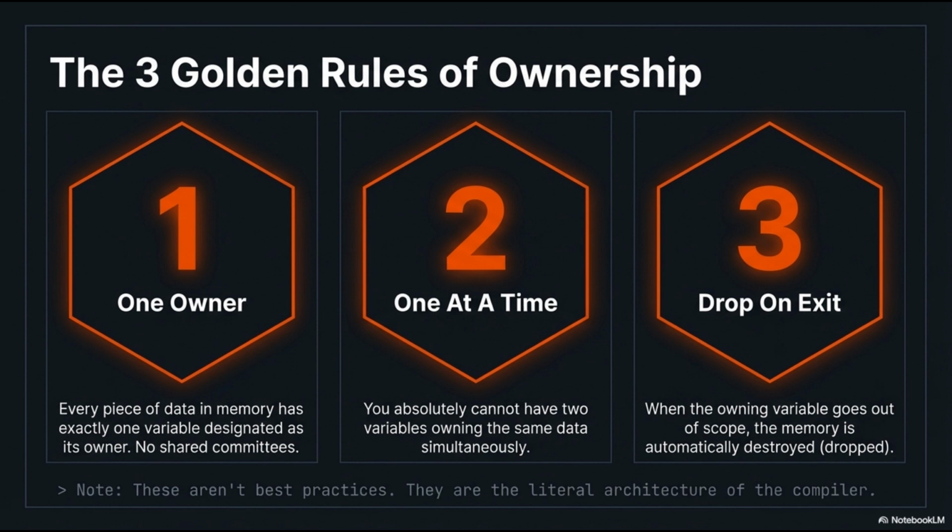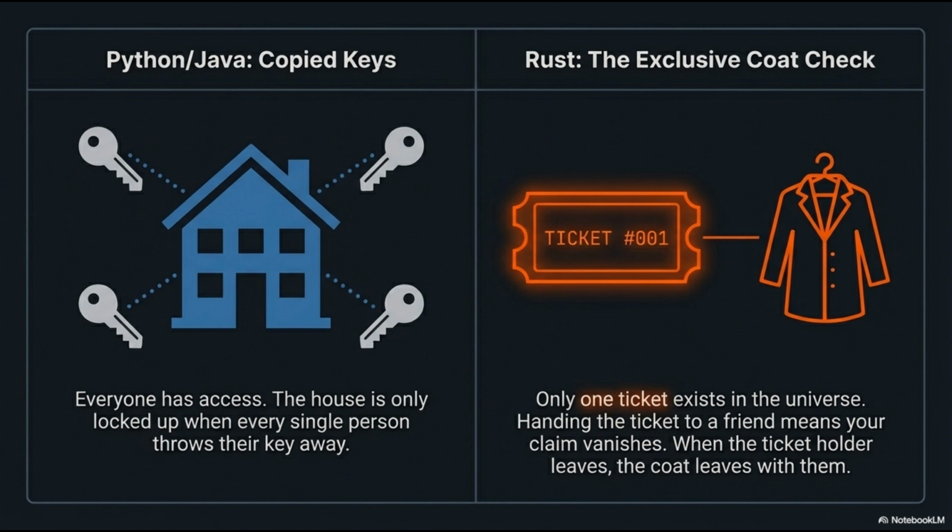It really reminds me of a hyper-strict coat check at an exclusive club. Oh, I like that analogy. Yeah, so you walk in, you hand over your coat, and you get one ticket. And that single ticket is the only thing in the universe that matches your coat. Mm-hmm. Just one owner. Right. Only one person can hold that ticket at any given time. Right. And when the person holding that ticket leaves the club, when they go out of scope, the coat leaves with them. Exactly. You can't have 5 friends holding photocopies of the ticket expecting to get the same coat. Because then the coat check attendant would just, well, they'd freak out. Right. The system would crash.